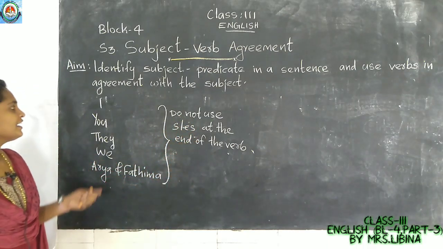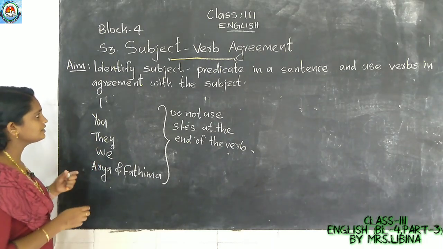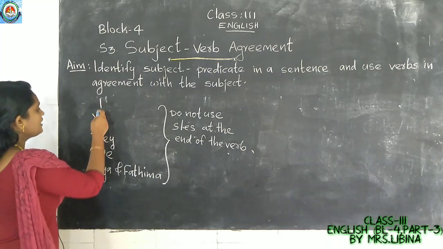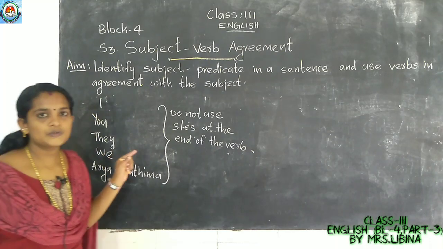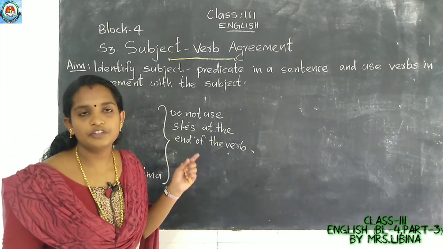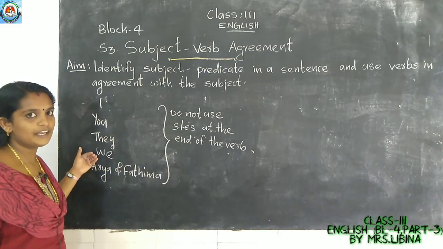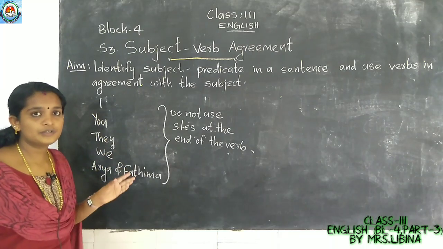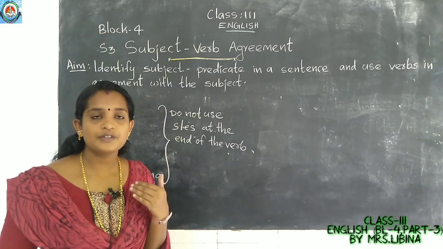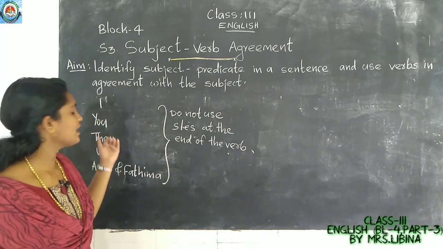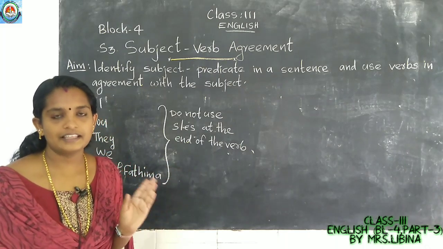Listen here. Here are singular nouns also. Here you have to just understand it, okay? I and you are singular, but we are not using S or ES at the end of the verb. You have to study in this way. I, you, they, we and plural nouns: do not use S or ES at the end of the verb. Only you have to know that the point I and you are also singular, but we are not using S or ES at the end of the verb.